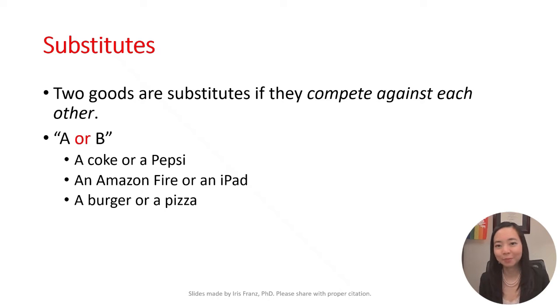The same goes for tablets. If you're in the market for one, you're likely to buy either an iPad or an Amazon Fire. Most consumers don't purchase both. And when it comes to lunch, you might go for a burger or a pizza, but again, it's uncommon for someone to buy both at once. These examples show how substitutes work. They serve similar purposes, so consumers tend to choose between them, not both of them.